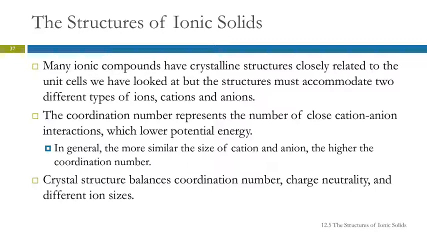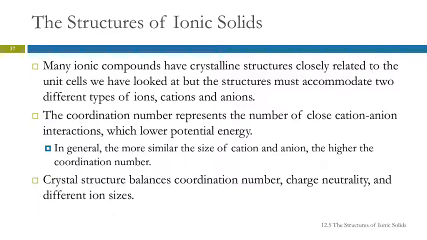The thing about the ionic compounds is you've got two different kinds of ions, a cation and an anion. And so that changes the structures a little bit. So when we're talking about an ionic compound as opposed to an atomic solid, the coordination number is going to represent the number of close cation-anion interactions. So the positive and negative ions, how many close interactions there are. The more of those interactions, the lower the energy, the stronger the crystal.